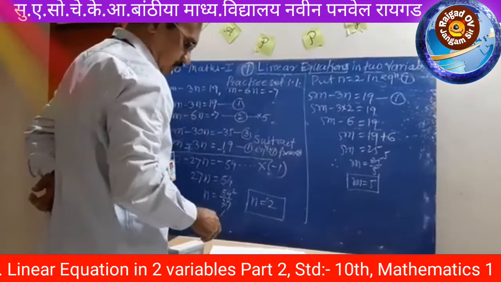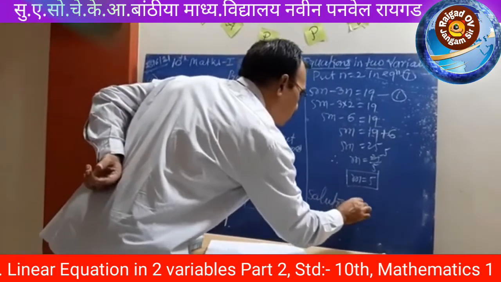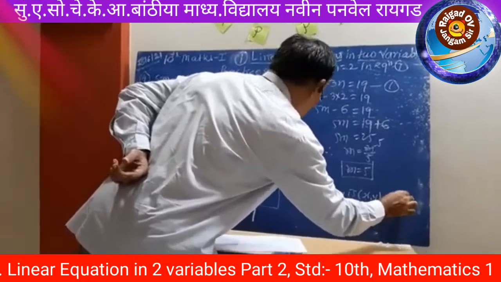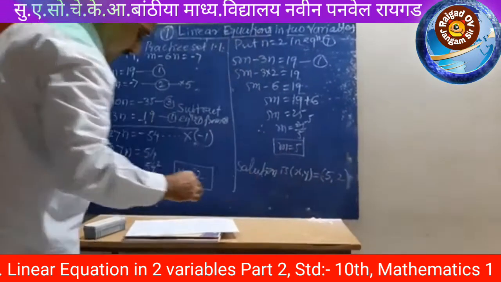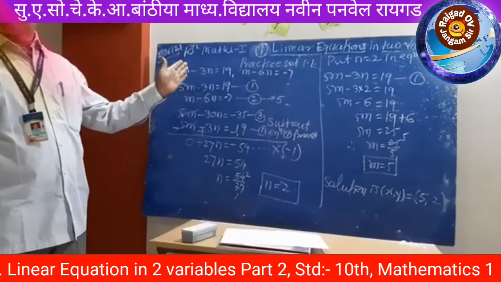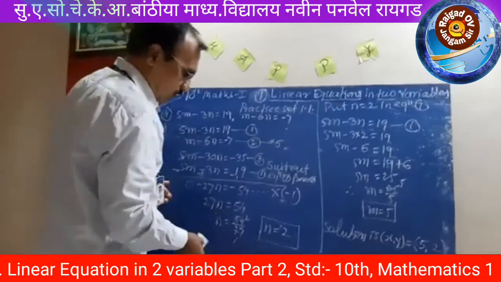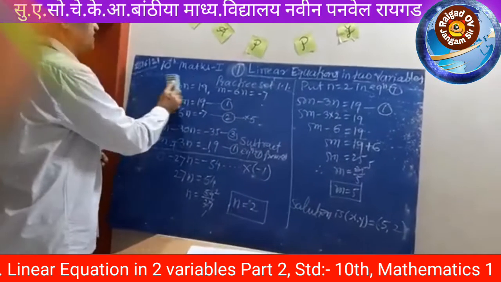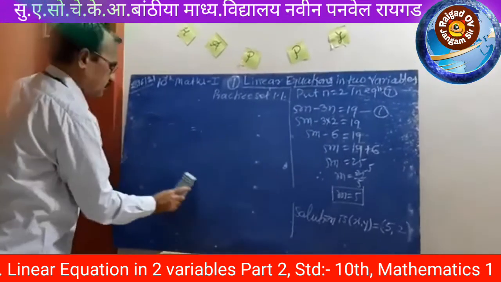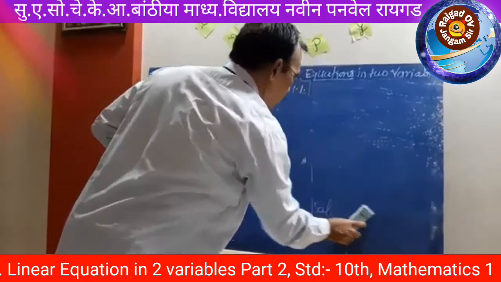That means the solution set (x, y) is equal to (5, 2), which is the required answer. Now, any problem in this example? No, very easy example by equating coefficients. Then we are going to solve the next one. Very easy examples in practice set 1.1.